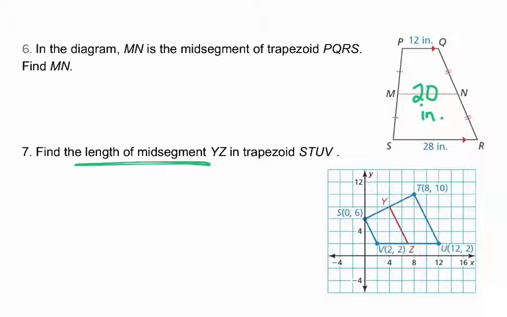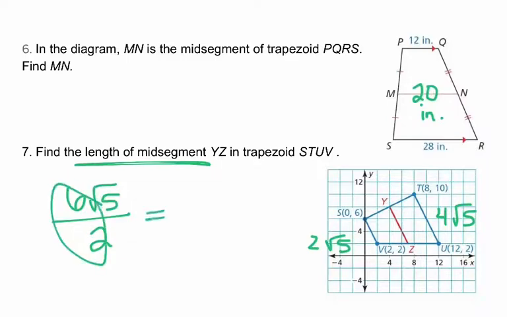Couple of ways we could do this. One, find the length of TU, which I just so happen to know is 4 square root of 5, and the length of SV, which is 2 square root of 5. Now we can add those two together. 2 square roots of 5 plus 4 square roots of 5 gives me a total of 6 square root of 5. But I want the average, so I divide it by 2. Well, combining like terms here, right? 6 divided by 2 is 3. We still have square root of 5. That is how you would do it using just the ends.